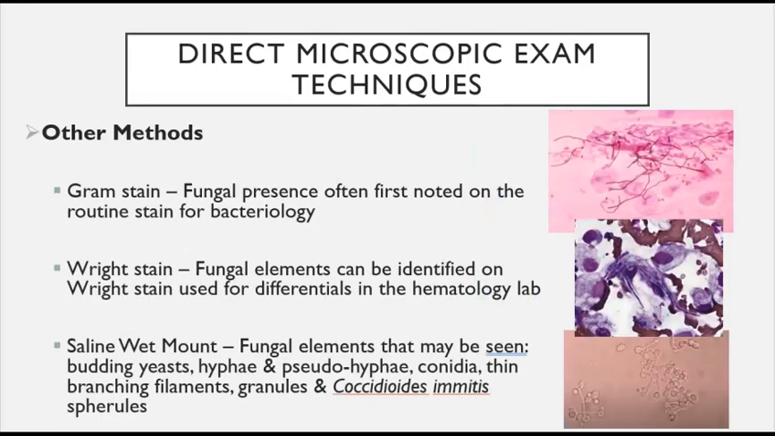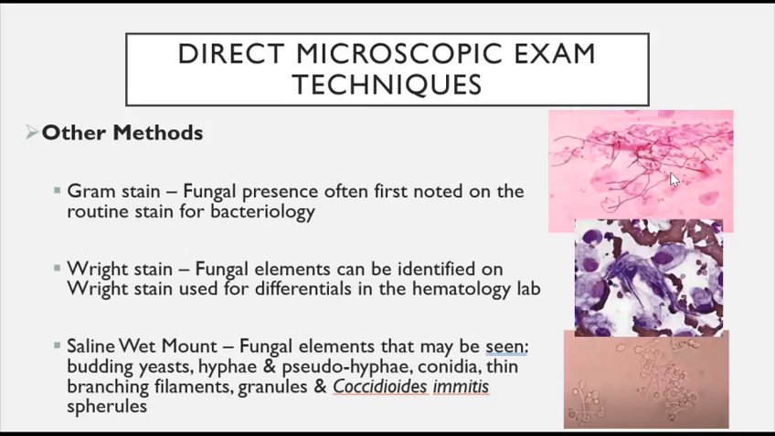Other methods can be used for fungal detection, and these are techniques that we've used in other classes. The first one is gram staining. Fungal presence is often noted in routine staining for bacteriology. So back in micro, you guys should be familiar with the technique of gram staining, and this is fungal elements found in a gram stain. We can also use Wright stain. Fungal elements can be identified on a Wright stain used for differentials in the hematology lab.